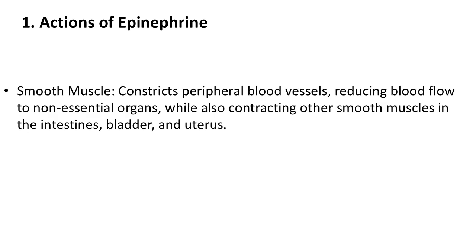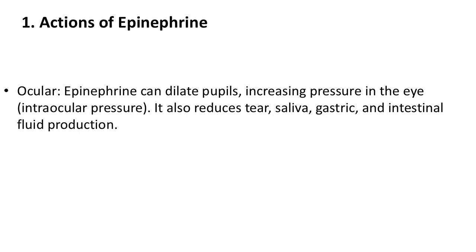1. Actions of epinephrine. Smooth muscle: constricts peripheral blood vessels, reducing blood flow to non-essential organs, while also contracting other smooth muscles in the intestines, bladder, and uterus. Ocular: epinephrine can dilate pupils, increasing pressure in the eye, intraocular pressure. It also reduces tear, saliva, gastric, and intestinal fluid production.